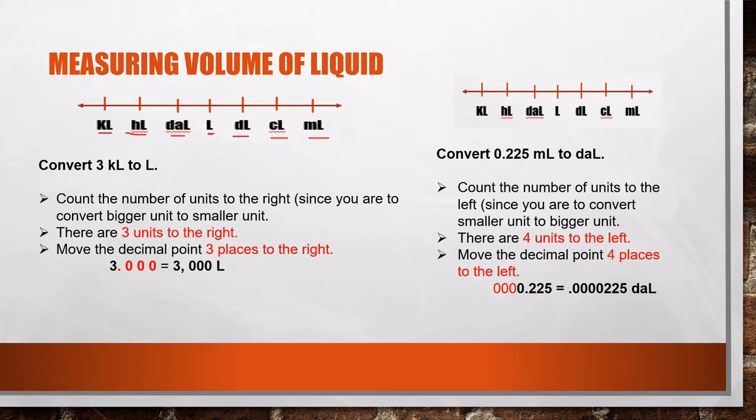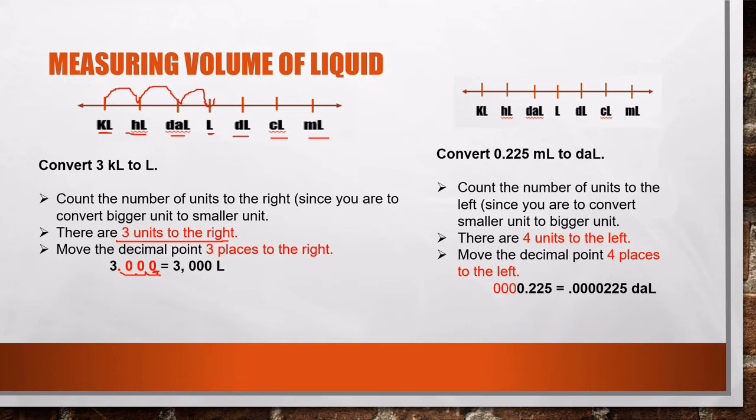So, from kiloliter, count 1, 2, 3. So, there are 3 units to the right. Okay? So, move the decimal point 3 places to the right. So, 1, 2, 3. So, therefore, the answer is 3,000 liters. So, you're going to add zeros. 3 zeros.